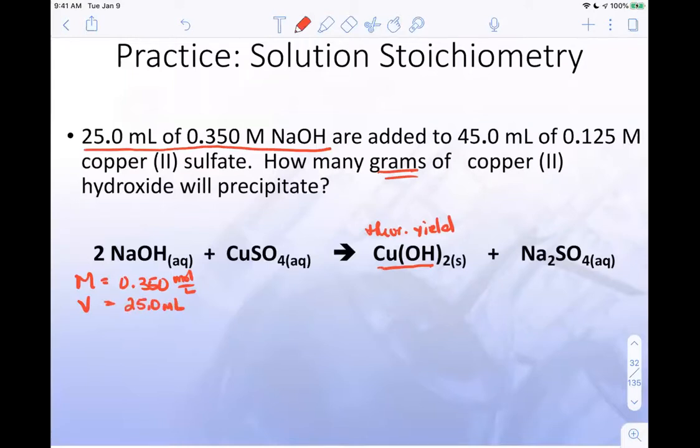Then I have another quantity of another reactant. My molarity of my copper sulfate solution is 0.125 moles per liter. And then the volume I have here is 45.0 milliliters. What kind of problem does this look like? I have 2 amounts of the 2 reactants. So this is a limiting reagent problem.